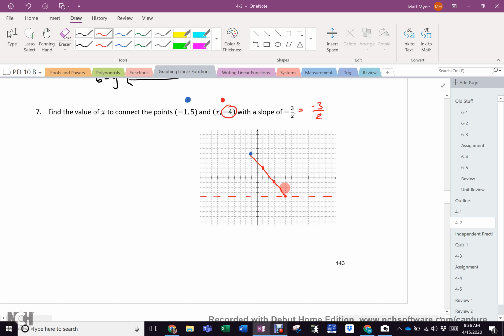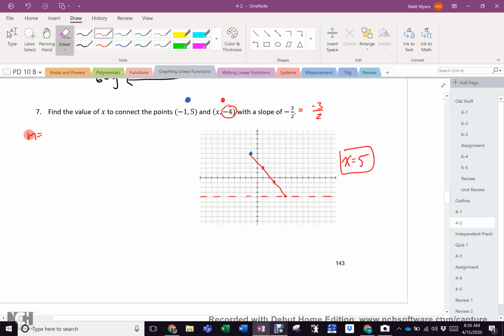And I can see that that is 1, 2, 3, 4, 5. I can see right there that x equals 5. So now I have the answer. But I'm also going to do it algebraically.